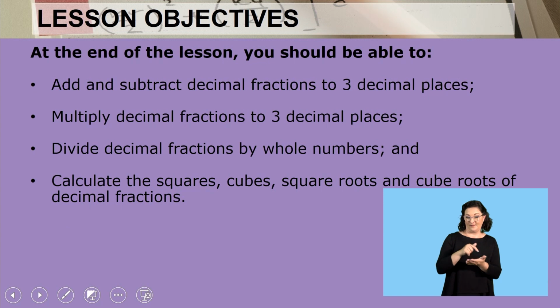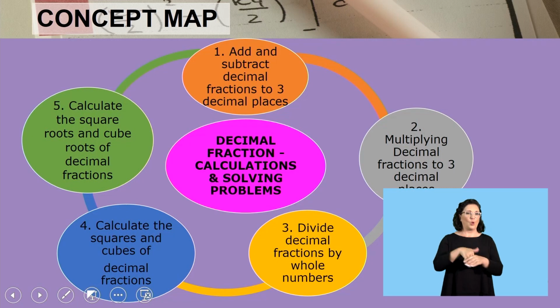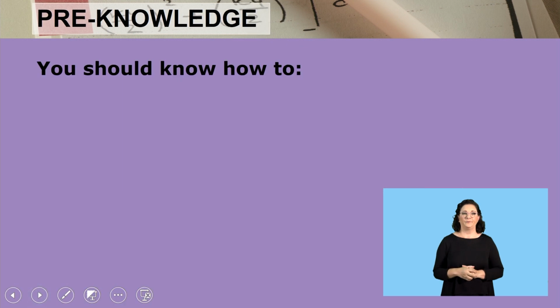Let's look at our concept map. We have 5 concepts that we're going to do because we've broken down the 4th objective into 2 concepts, just so that it makes it easy for all of us. Let's move to pre-knowledge.